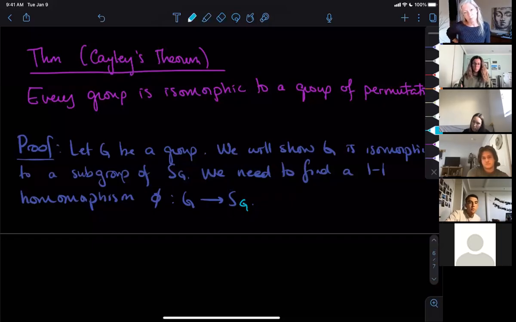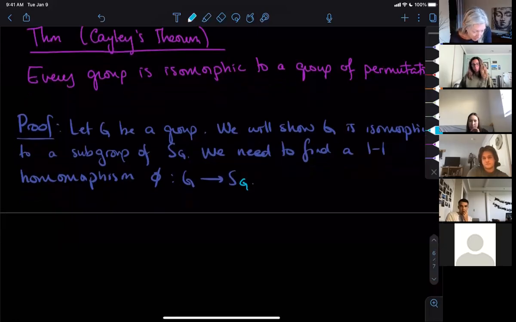Because it's a subgroup. A subgroup, that's right. I'm not saying that's all of S sub G. I'm just saying it's a subgroup of S sub G. So it'll be mapped in there somehow, and it'll be onto its image, onto whatever it hits. That's the group that it's onto. Okay, here's how we're going to define our function.